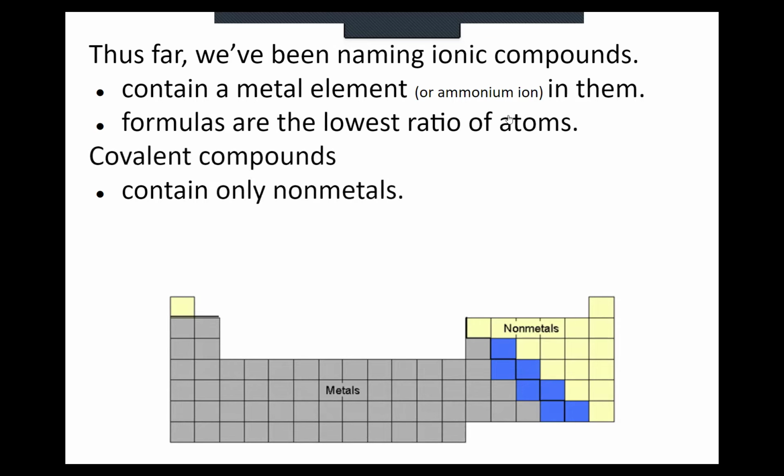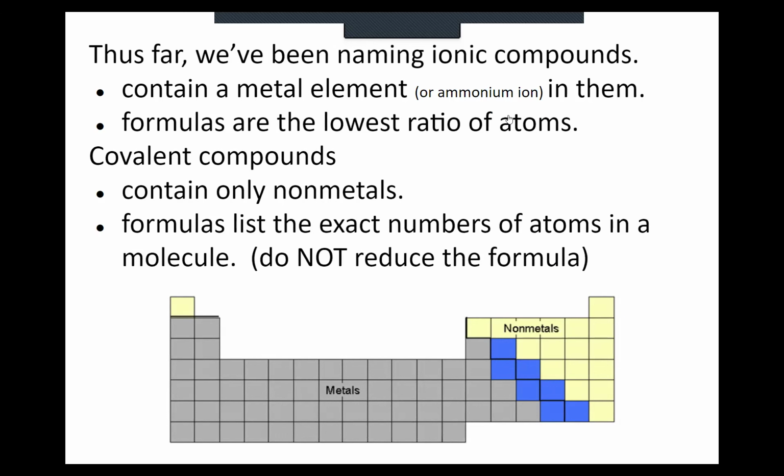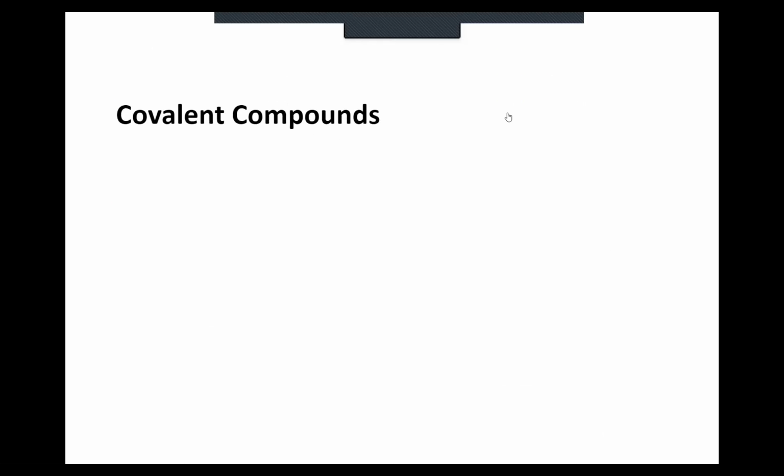Covalent compounds, by contrast, contain only nonmetals. And when we have a formula, they exist in the exact number of atoms. Do not reduce the formula. You wouldn't reduce a 2-to-2 ratio of atoms in the formula if it's a covalent compound. Covalent compounds also have unique nomenclature rules.